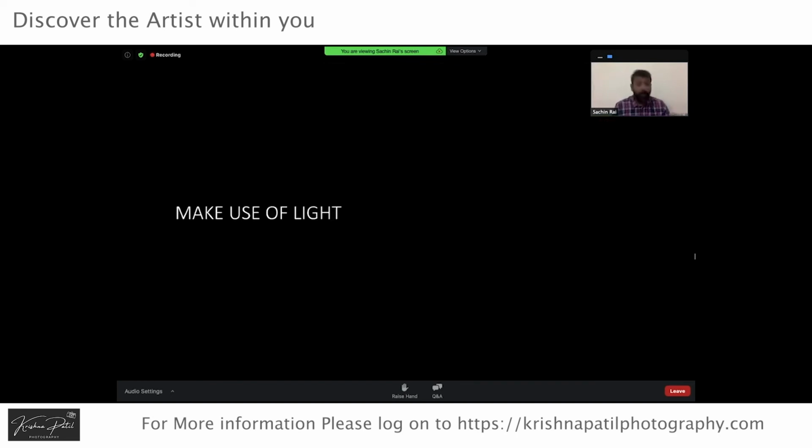Making use of light. How is light more critical? I'll quickly skim through pictures. We're already at 6:55. I'll take 5-6 minutes more to finish off this, and then we can go on to Q&A. Make use of light.